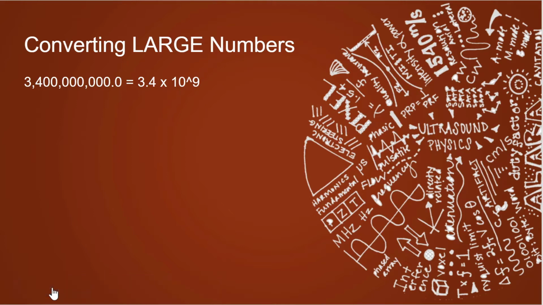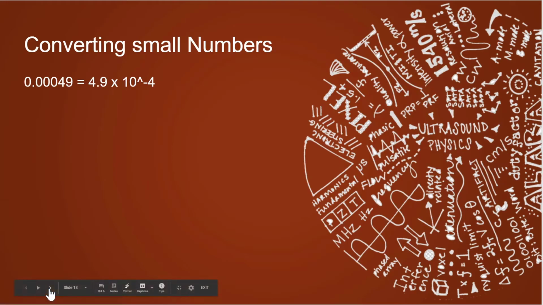Now when we need to convert back to powers of 10, we're going to kind of do the opposite. When we start with a very large number, the first thing that we're going to do is write it into a number that is somewhere between the numbers of 1 and 10. We can then count the spaces that we need to go back, and that gives us our exponent.